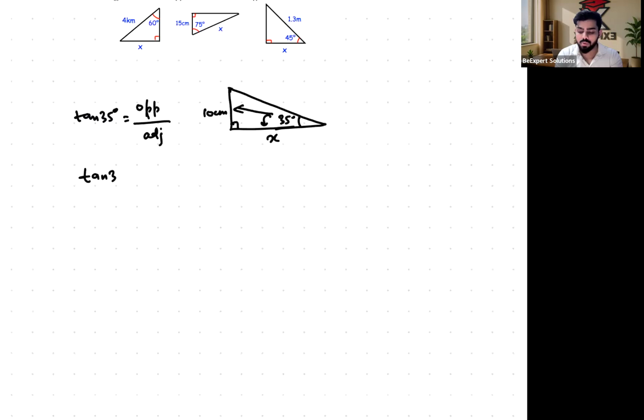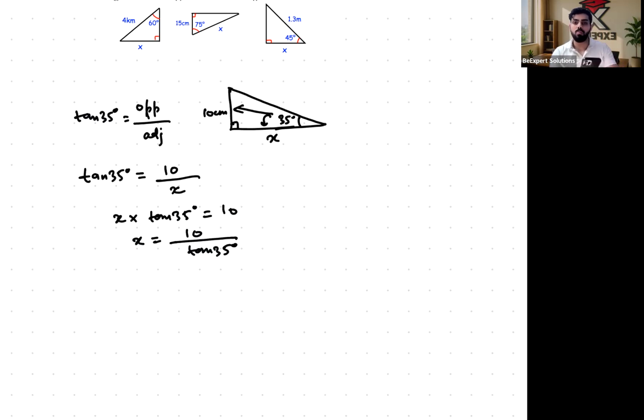Tan 35 degrees, opposite is 10 centimeter and adjacent is x. So you just cross multiply: x times tan 35 degrees is equal to 10. So x would be equal to 10 divided by tan 35 degrees. Now you might be thinking, what is tan 35? So you just open up your calculator quickly and find the value of your tan 35.